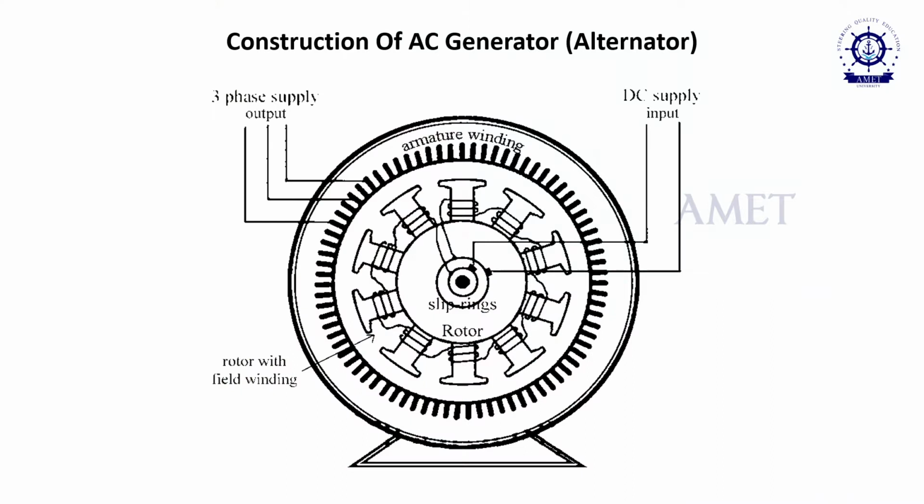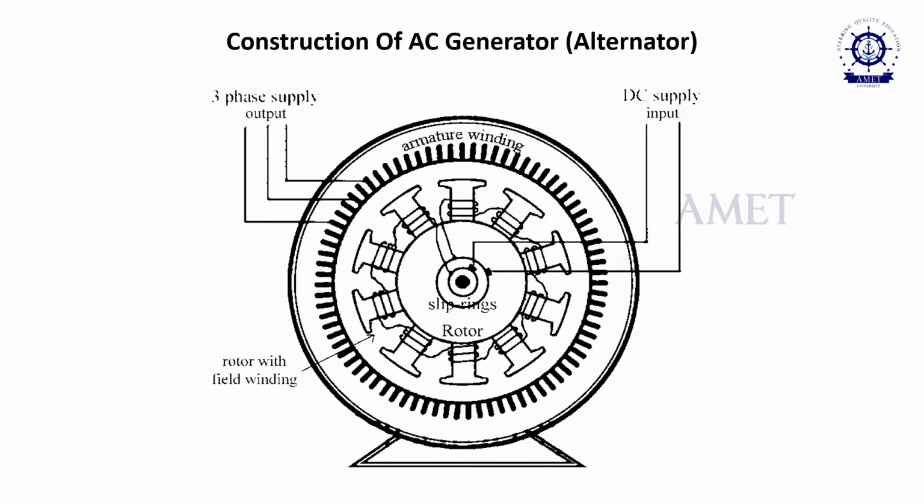Whenever the conductor rotates in the magnetic field, the conductor will cut the magnetic lines of force. According to Faraday's law of electromagnetic induction, E is proportional to dφ/dt, that is, whenever there is a rate of change of flux, EMF is induced in the armature conductors. That EMF will be alternating in nature. Usually, this alternating EMF is converted to unidirectional EMF with the help of the commutator and brushes.